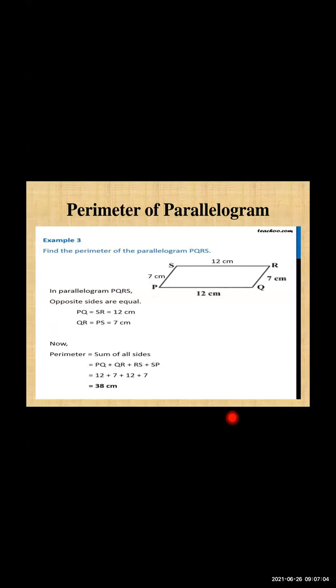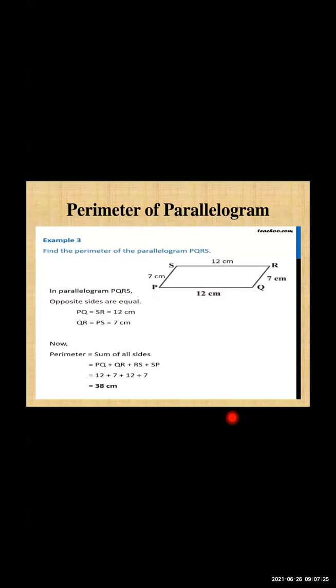How to find out the perimeter of a parallelogram? I told you it's the outer boundary. Okay, outer boundary means what? What you need is all the values of your sides. Whatever the side values are, if you know them, then you can find out the perimeter of whatever figure is given to you.